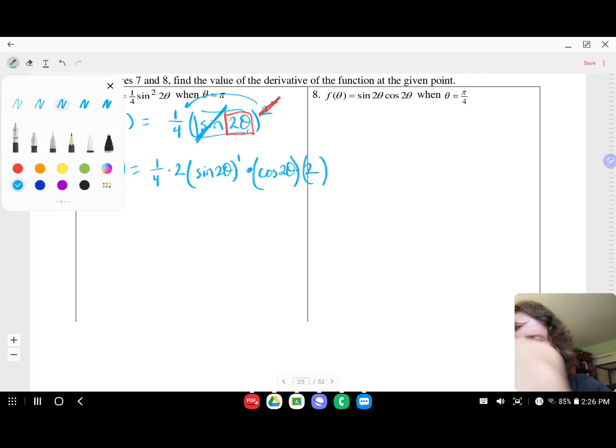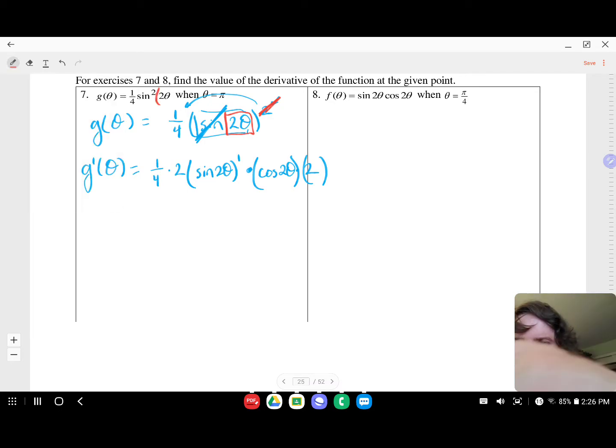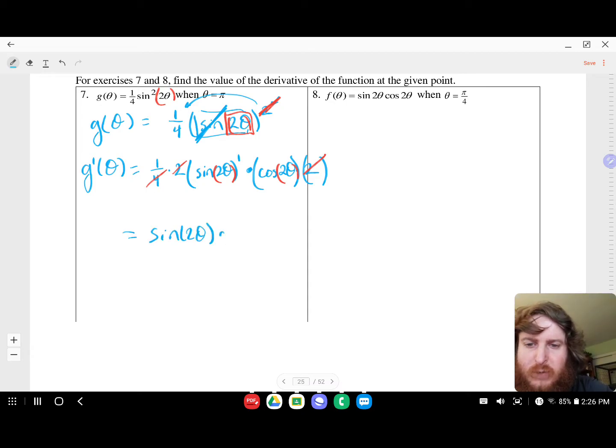Right, and if you want to even add, some people will always just, even though they didn't write it, put a little parentheses around the 2 theta, just to kind of show that it's cosine of 2 theta. If you want to do that, that's great. So 2 times 2 is 4, which cancels out with the 1/4. So this becomes sine of 2 theta times cosine of 2 theta. If you don't have those parentheses, it's fine, but they are nice. So we have sine of 2 theta times cosine of 2 theta.